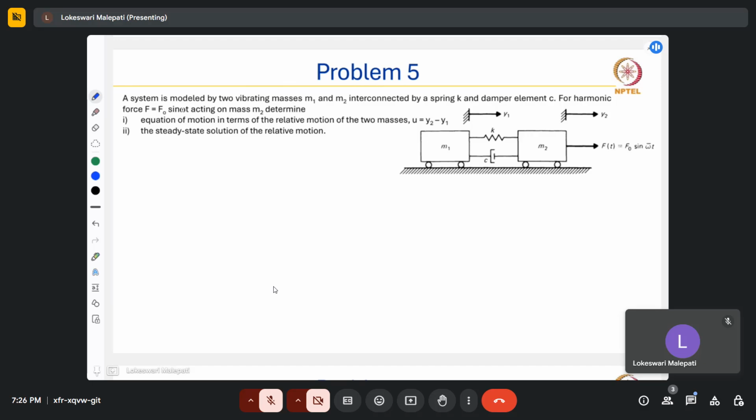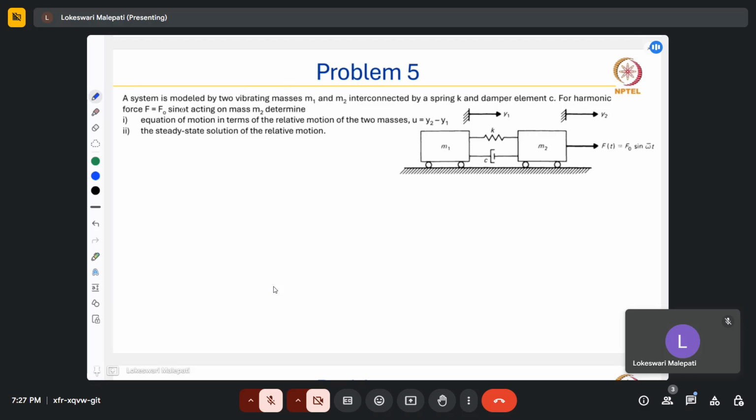This is kind of a simple problem. So in this problem, a system is modeled by two vibrating masses M1 and M2 interconnected by a spring K and damper element C. For harmonic force F equal to F naught sine omega t acting on mass M2, determine the equation of motion in terms of the relative motion of the two masses, u is equal to y2 minus y1, and the steady state solution of the relative motion.